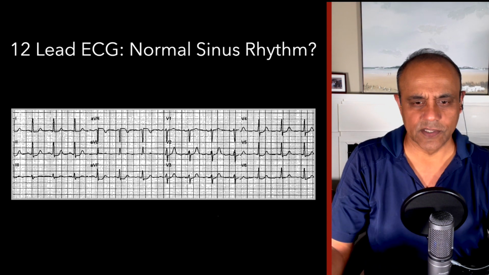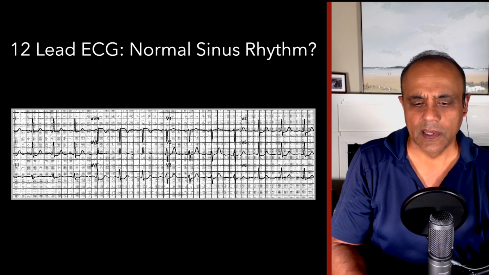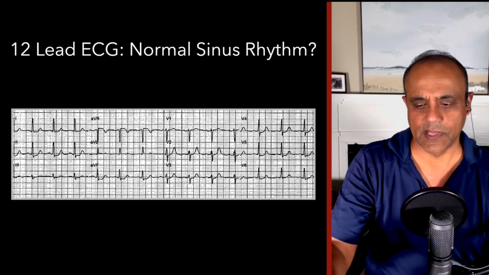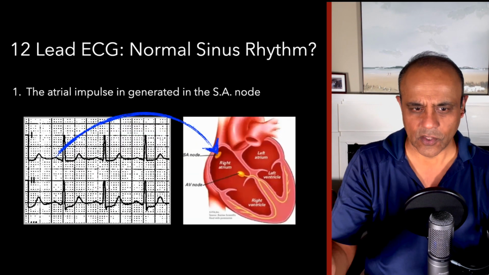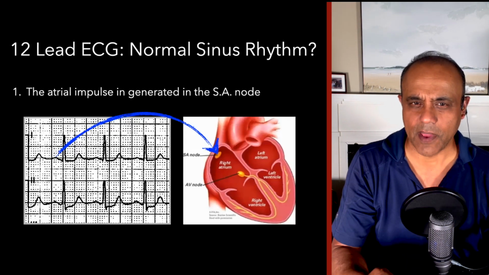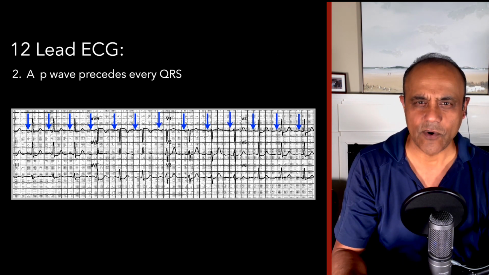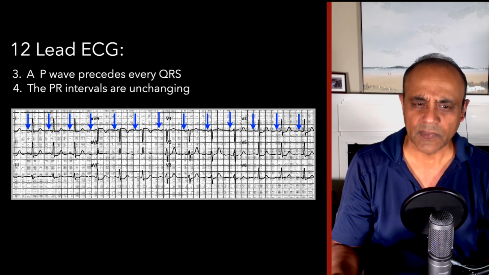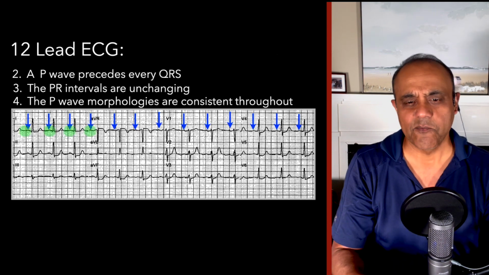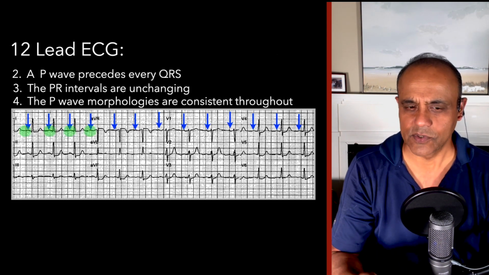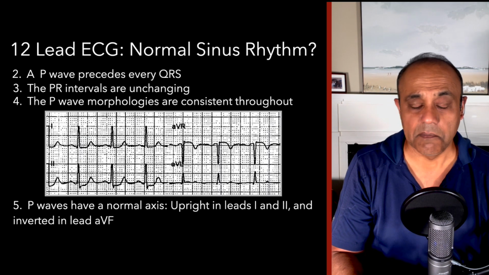So we'll ask ourselves two questions today. One, is this normal sinus rhythm, and two, are there any ischemic changes? First, let's take on the issue of normal sinus rhythm specifically. To have normal sinus rhythm, you must have a few things. You must have an atrial impulse that is generated in the SA node. You must have P waves that precede every QRS complex. The PR intervals must be unchanging, as shown here. The P wave morphologies must be consistent throughout, the same shape on each lead. And the P waves must have a normal axis.